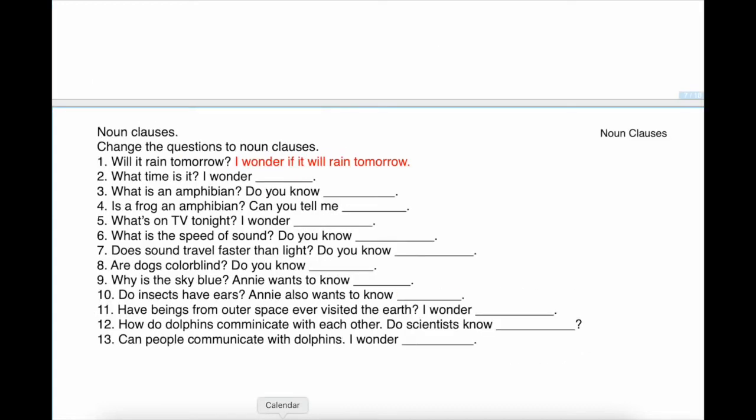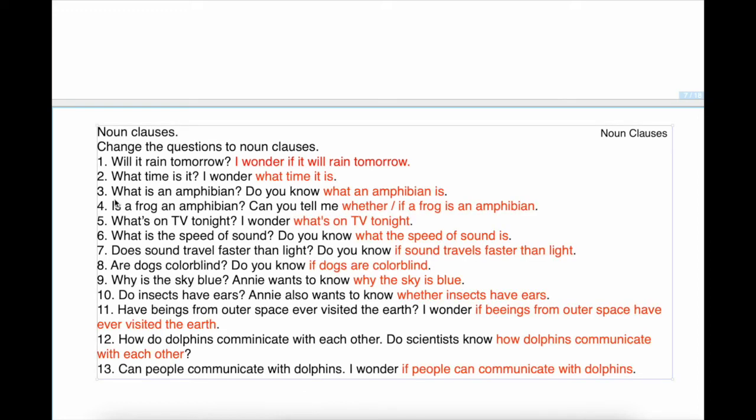Here, in this exercise, again, noun clauses, change the questions to noun clauses. Number 1 is done. Will it rain tomorrow? This is the question. I wonder if it will rain tomorrow. Read the sentences and then complete the sentences using noun clauses, please, but pause the video first. Number 2, what time is it? I wonder what time it is. Noun clause. 3, do you know what an amphibian is?